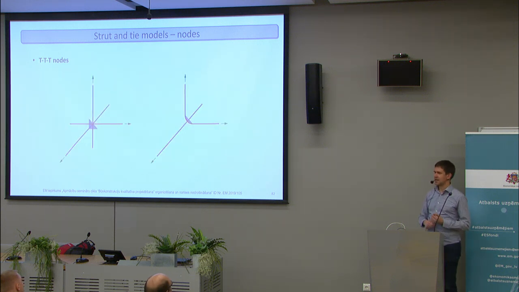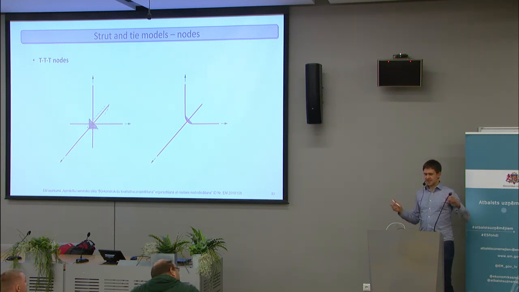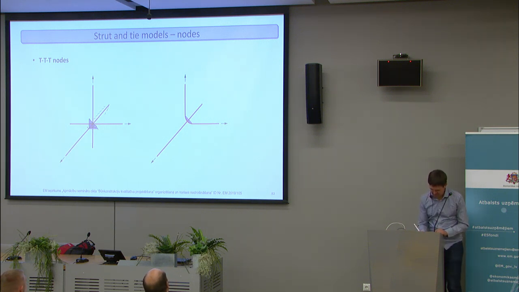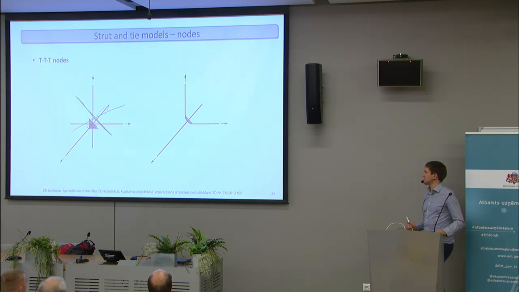So TTT nodes are the most problematic ones, because here we could, in theory, turn it into a hydrostatic node if you anchor all the bars behind the node. But actually, if there is tension in all the directions, the concrete strength decreases a lot in this area because of cracks in all the directions. So this kind of solution actually doesn't work. Basically the only way, if you really need to do a TTT node, is to pre-stress one of the bars to guarantee high enough compression, and then bend the other one.